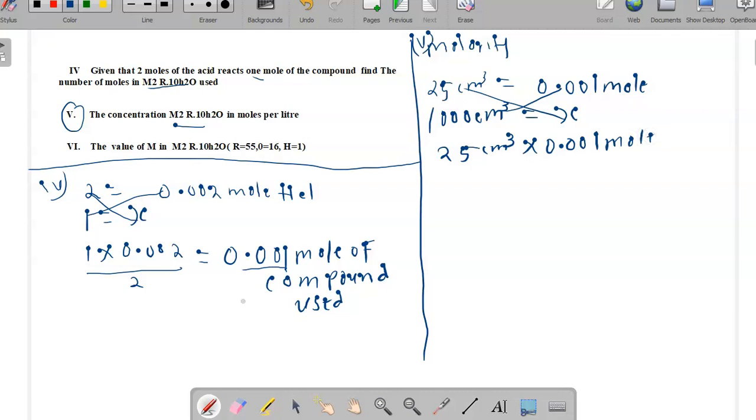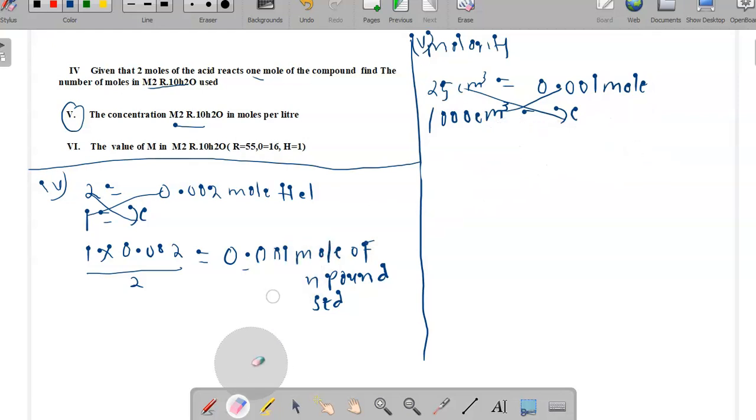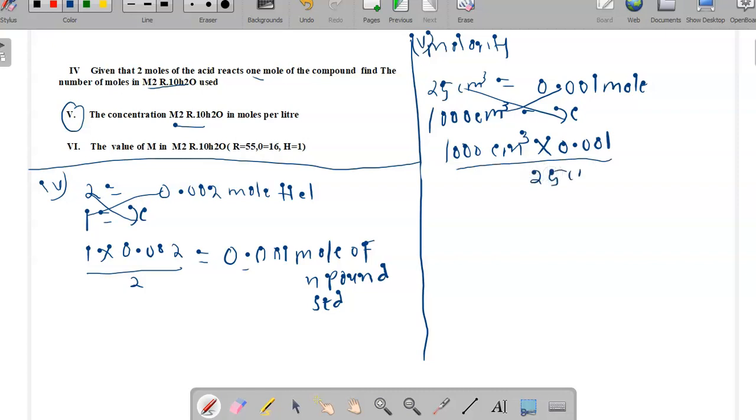Sorry, I'm making an error here. Not that way. Cross multiplication is not that way. We are multiplying first 1000 centimeter cubed multiplied by 0.001 mole over 25 centimeter cubed. Then centimeter cubed and centimeter cubed cancel each other.